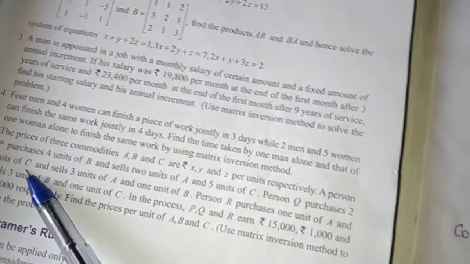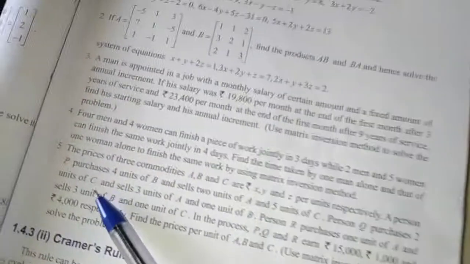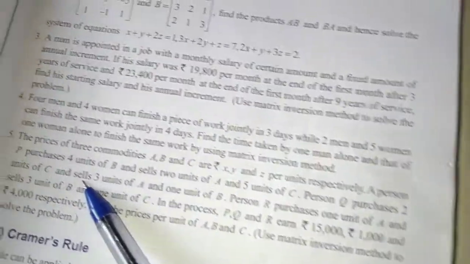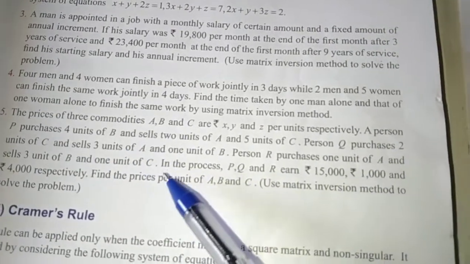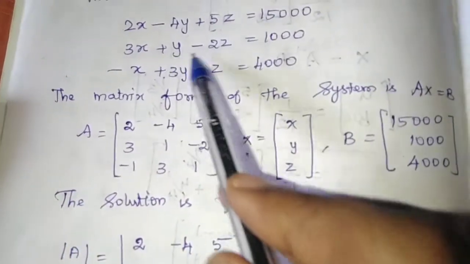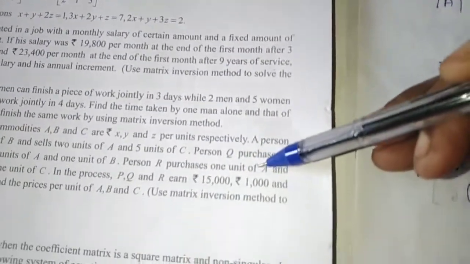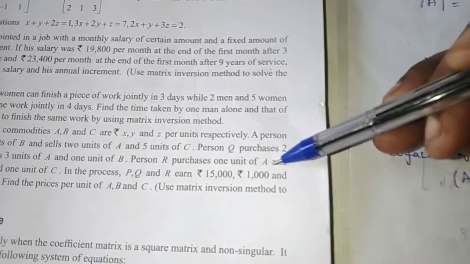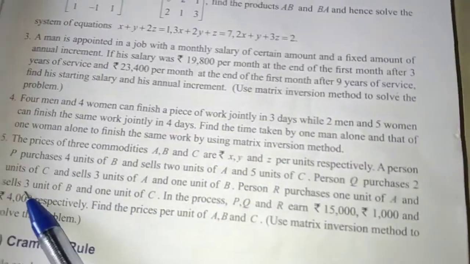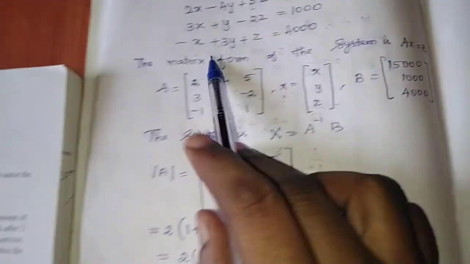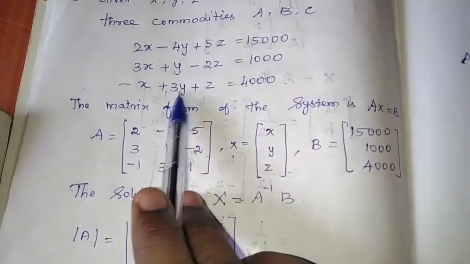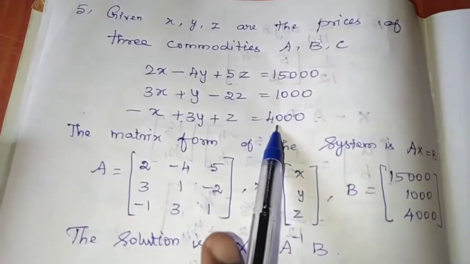Q purchases 2 units of C, purchases 2 units of C means minus 2z. Sells 3 units of A and 1 unit of B. So 3x plus y minus 2z equal to 1000. Next, R purchases 1 unit of A. Purchases means minus, minus x. Here sells 3y. Here 1 unit of C, that is z. So minus x plus 3y plus z equal to 4000.